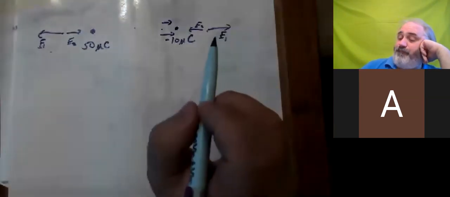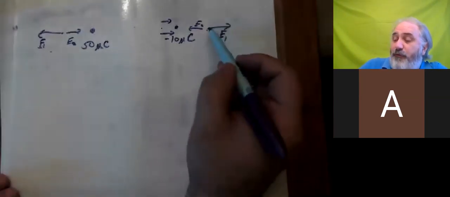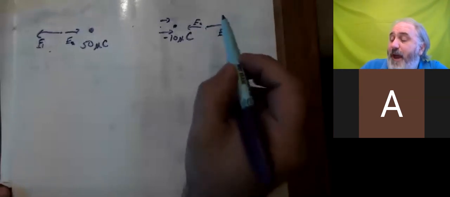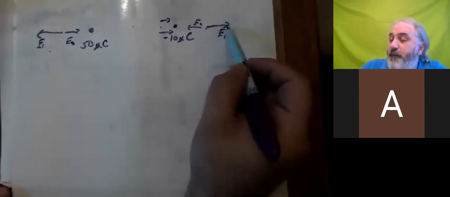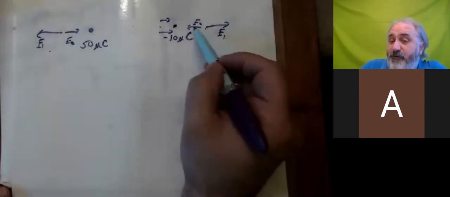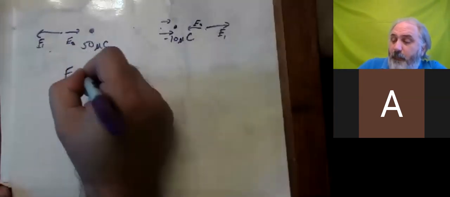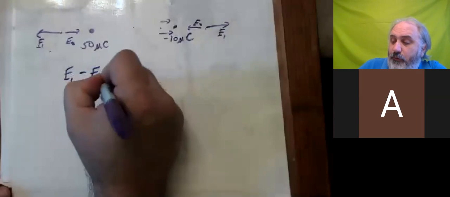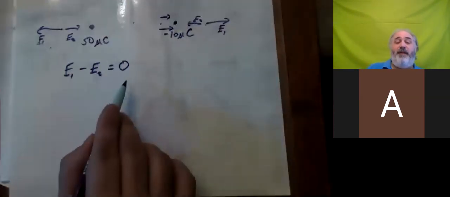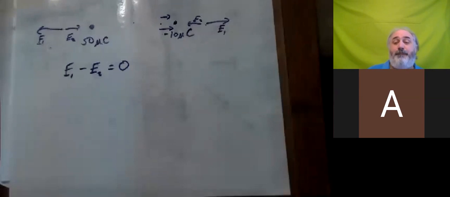So let's pick this spot over here. Let's do this one first. All right. Now, in order for this to happen, E1 minus E2, because this one's in the positive direction, this one's in the negative direction, has to add up to 0. So let's go E1 minus E2 equals 0. We're going to require that to be true. And then we're going to see where that will happen. Does that make sense? Yes.